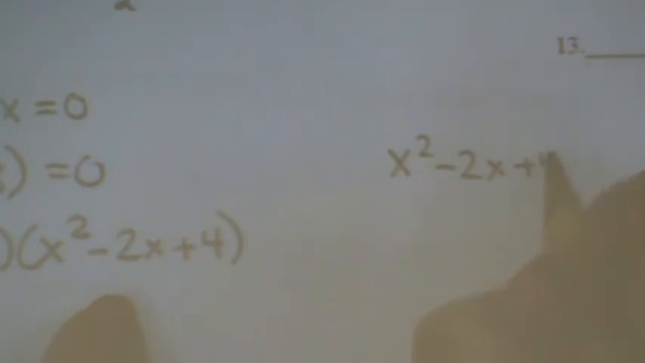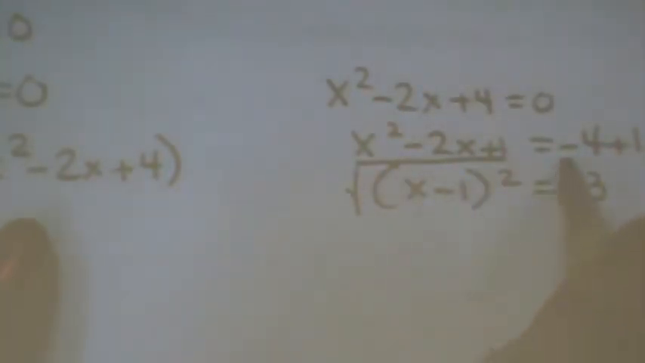And to do that, you are going to bring 4 to the other side. Half of this square is 1. Factor the quadratic, square root both sides, so you get x minus 1 equals plus or minus root 3i, and then add 1. That's what you guys missed out on.